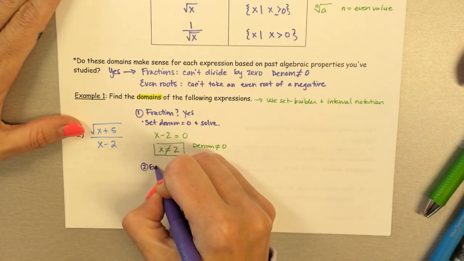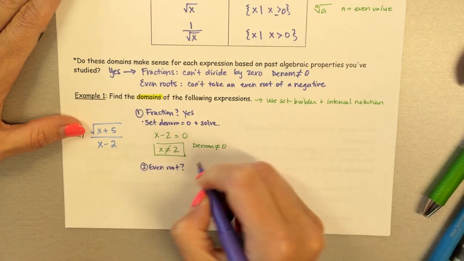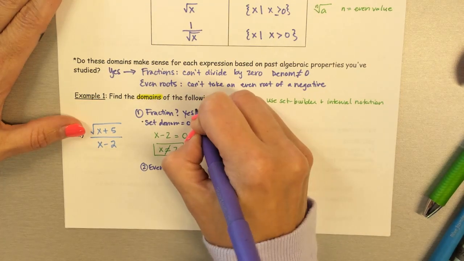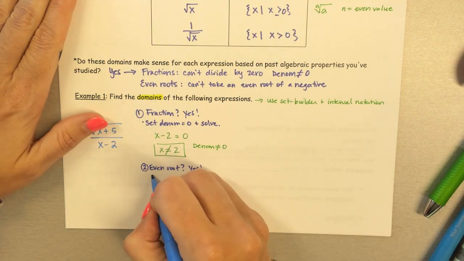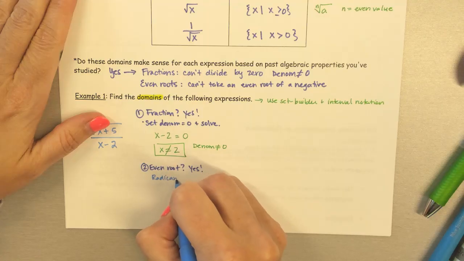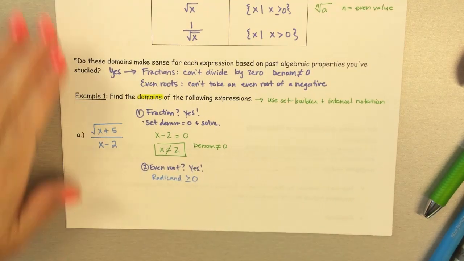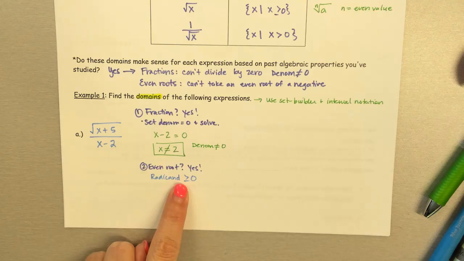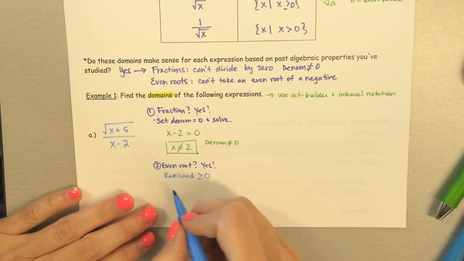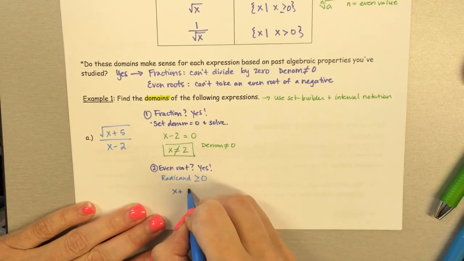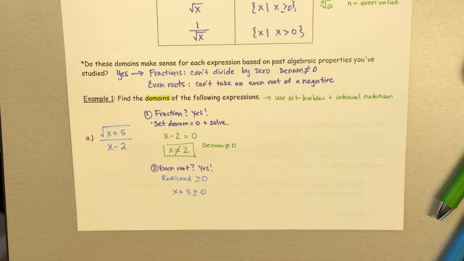Okay, the second thing is, is there an even root? Yes. Okay, so what we're going to do is take the radicand, and we have to set that greater than or equal to 0, because whatever is underneath the radical has to be positive. So we can just take that number underneath, which is x plus 5, set that greater than or equal to 0, and then solve.